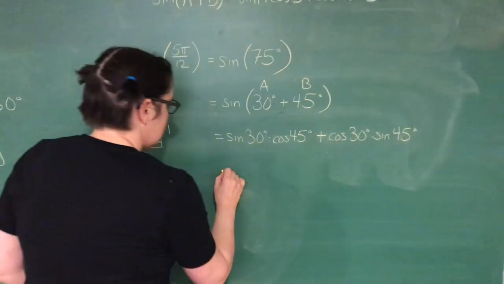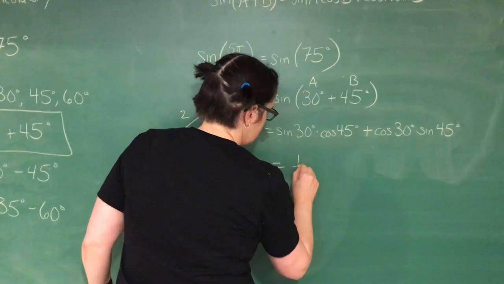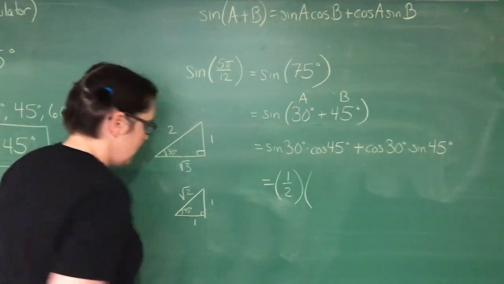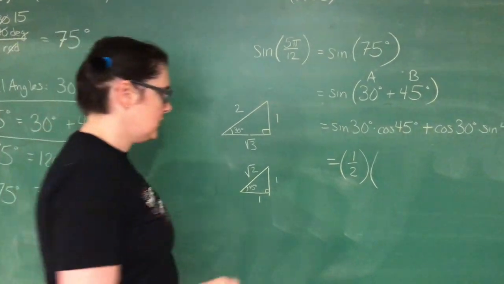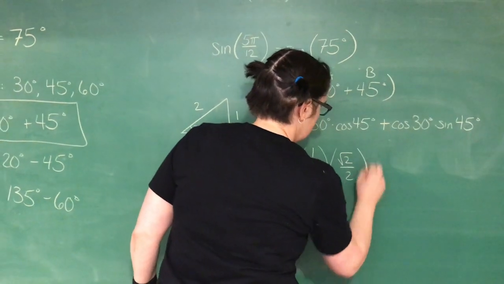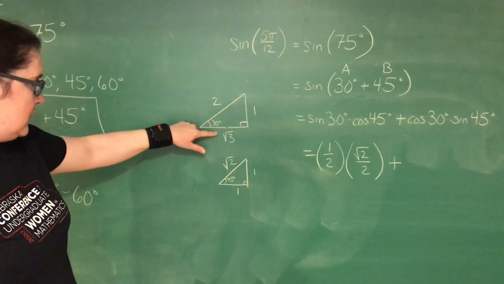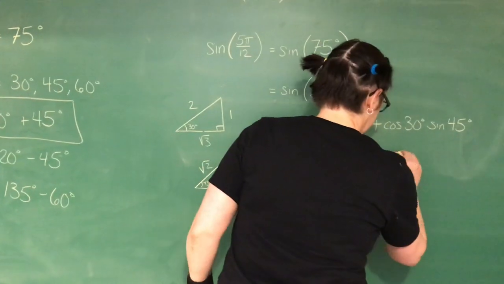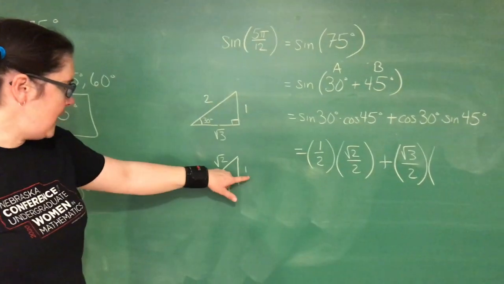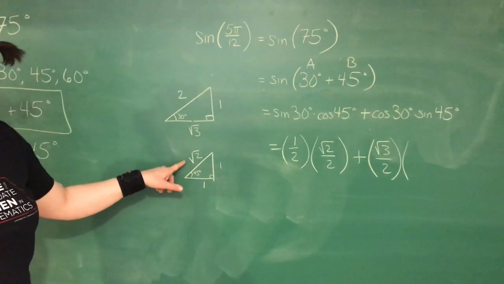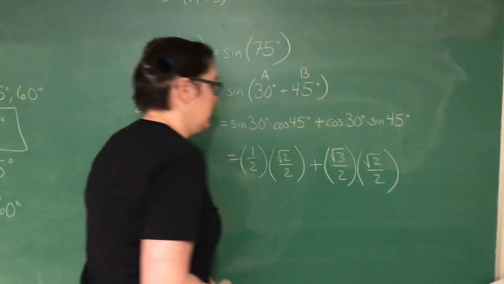So when I write down the sine of 30 degrees, sine is opposite over hypotenuse, so the sine of 30 degrees is 1/2. Cosine of 45, adjacent over hypotenuse, that's 1 over root 2. Rationalized is root 2 over 2. Then I have a plus sign. Cosine of 30 degrees, adjacent over hypotenuse, is root 3 over 2. And sine of 45, opposite over hypotenuse, 1 over square root of 2. Rationalized is root 2 over 2.